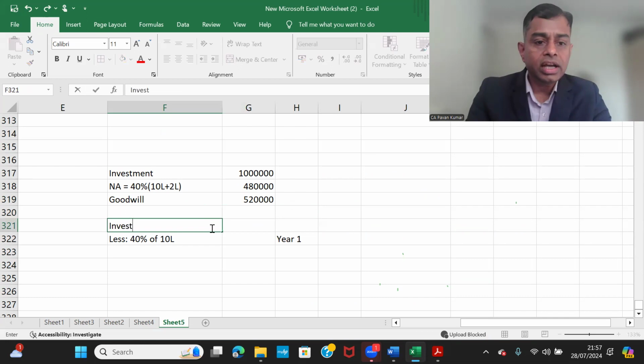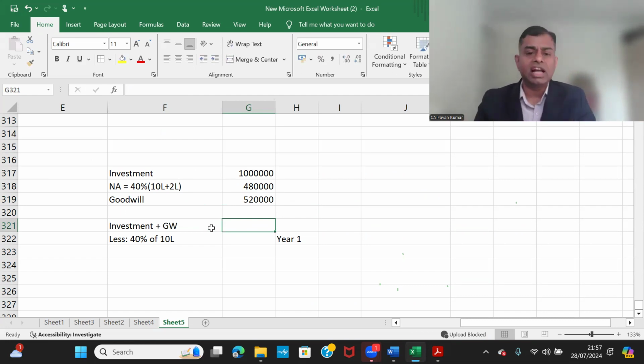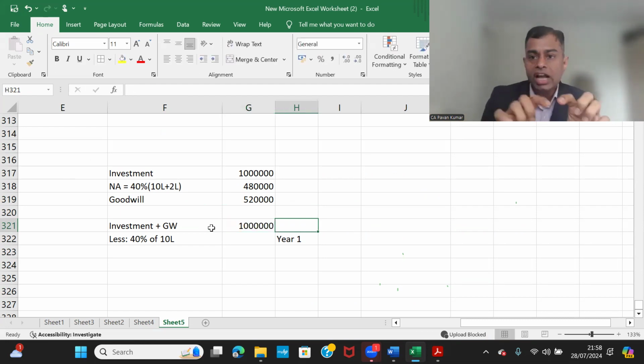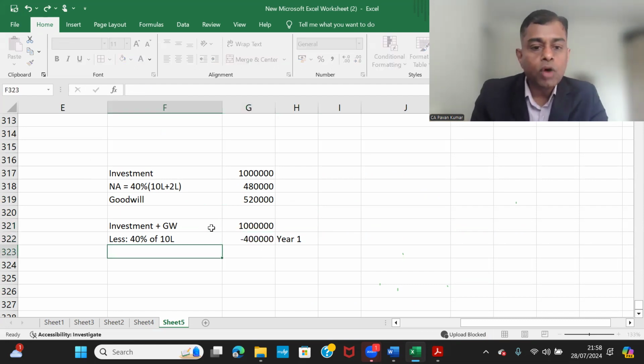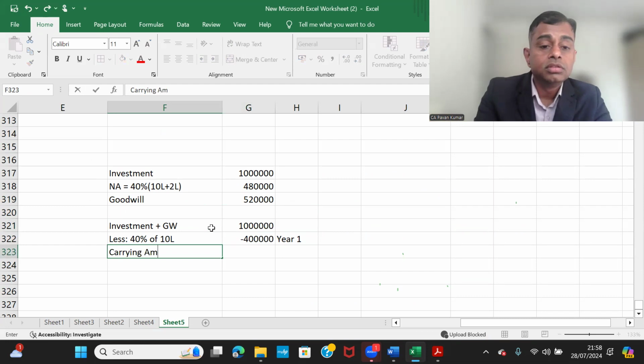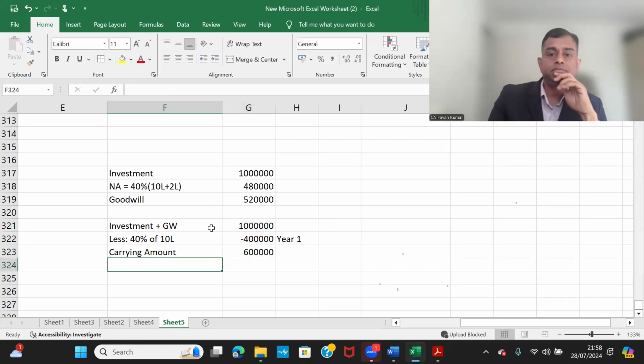You will show investment plus goodwill, like how I have shown in the previous question, 7,20,000 plus 7,80,000 is equal to 15 lakhs. Like that, you will show here also 4,80,000 plus 5,20,000 is equal to 10 lakhs, minus 4 lakhs. So what will be your carrying amount? First year carrying amount will be 6 lakhs.